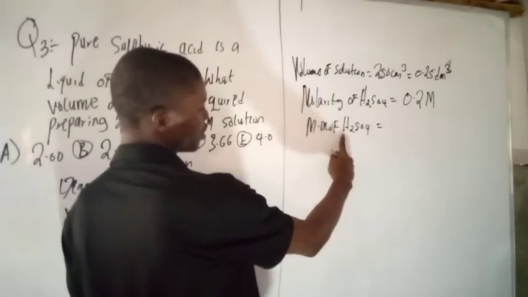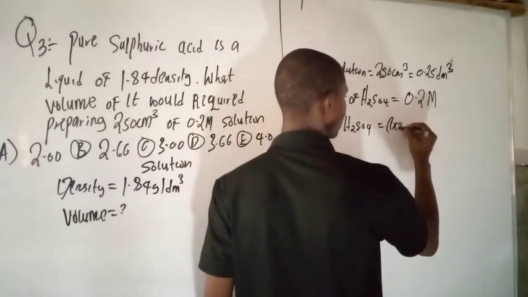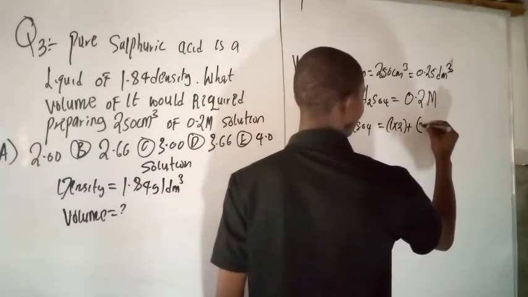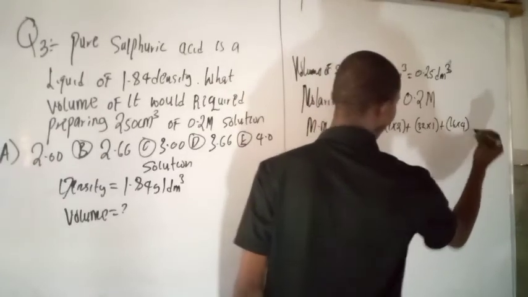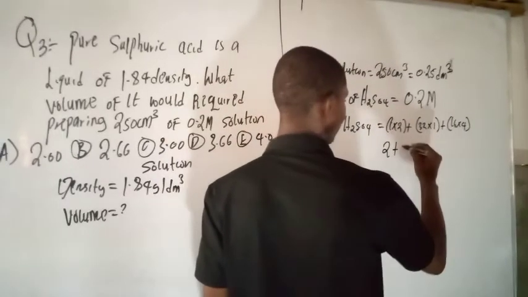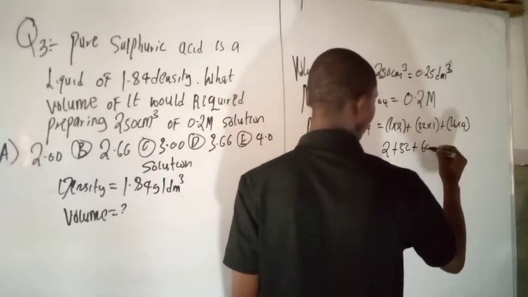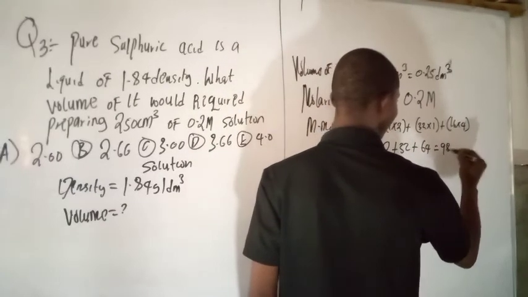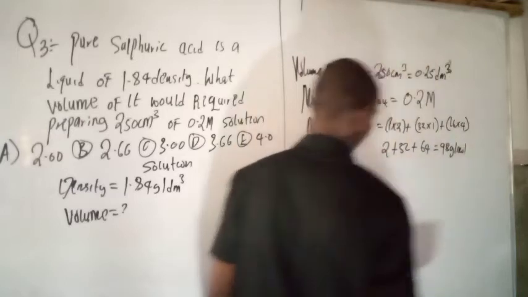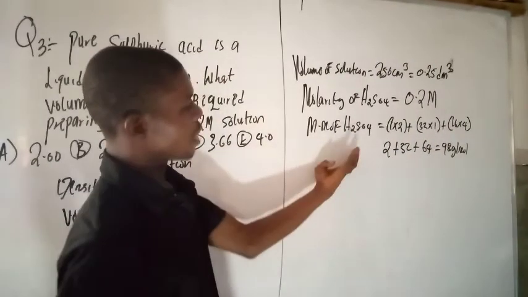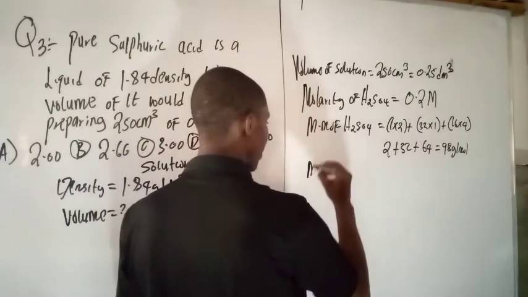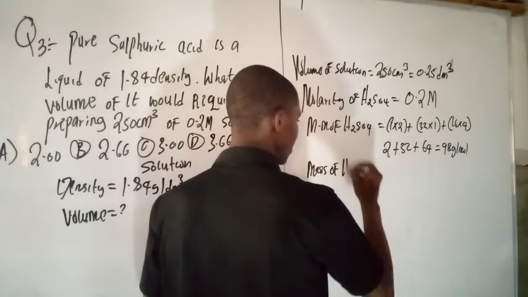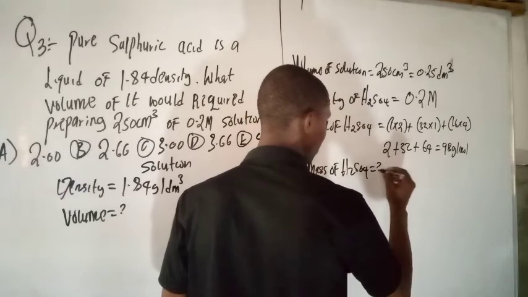Remember the atomic mass of hydrogen is 1, so 1 times 2 plus 32 times 1 plus 16 times 4, right? So you have 2 plus 32 plus 64, and that gives 98 gram per mole. You get? So what we want to do now is calculate the mass of H2SO4. That's what we are doing here.